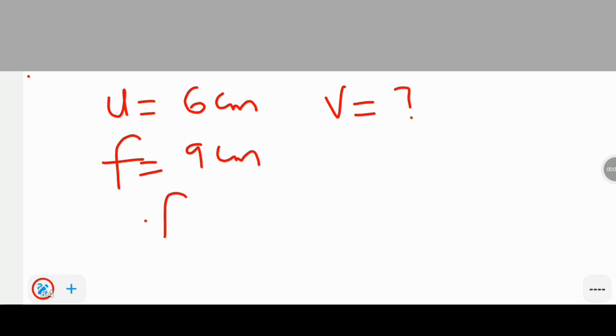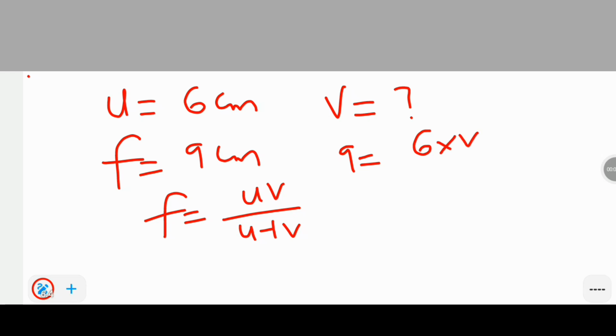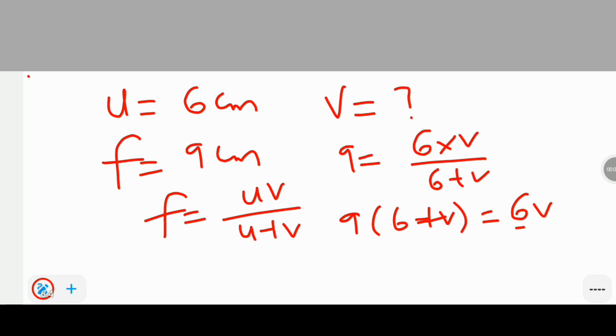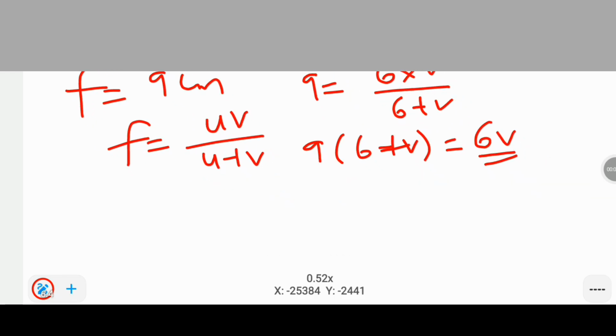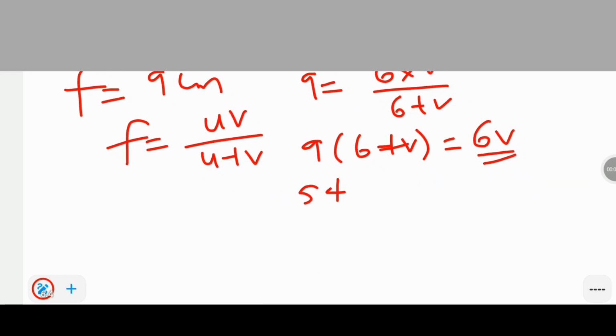So we're going to use f is equal to uv over u plus v. So 9 cm, let me just say 9 is equal to 6 times v over 6 plus v. That is substituting everything into this formula. So you're going to cross multiply: 9 into 6 plus v will give you 6 times v, which is 6v. Then from here you expand the brackets. 9 times 6 is 54, 9 times v is 9v, equals 6v.